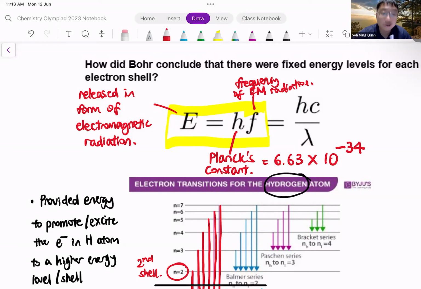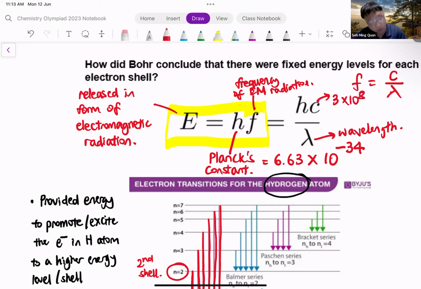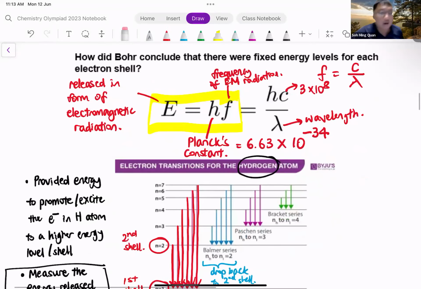Next, we know that electromagnetic radiation travels at the same speed. All right. So we are able to represent frequency f as the speed of the electromagnetic radiation over the wavelength. So lambda is the wavelength of the electromagnetic radiation. c is the speed of light, which is 3 times 10 to the power of 8. Okay, so these two equations are equivalent. E equals hf and E equals hc over lambda. All right, so how is this beneficial?